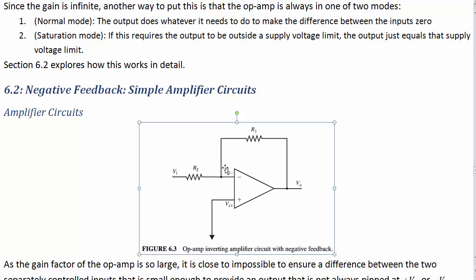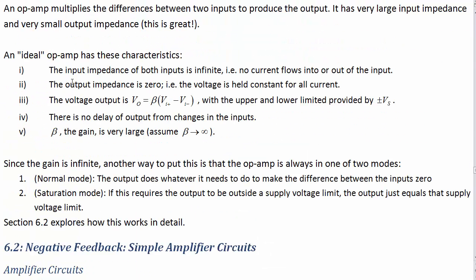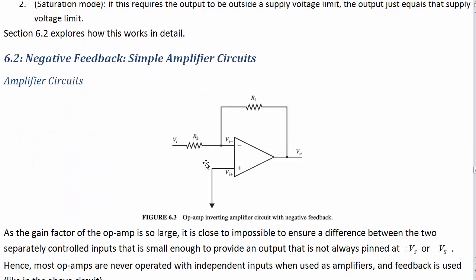Since this is a ground, that means the negative input is also at 0. And if this is at 0 and this is at Vi, we can find out the current going through this resistor. Now, where does that current go? You might think, oh, well, it could split through here and up there, but remember that the op-amp also has infinite input impedance. So that means that the current can't go through here, it's got to go up.